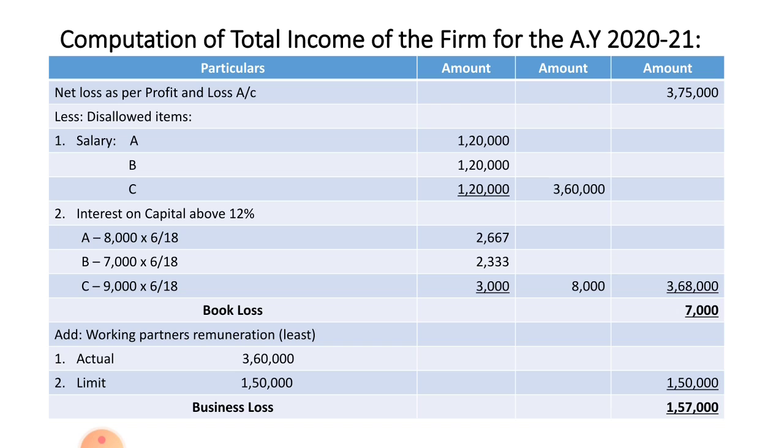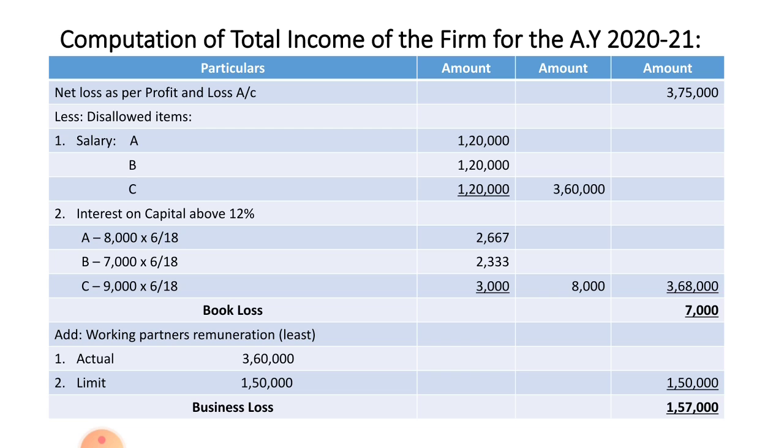See, computation of total income of the firm for the assessment year 2020-21. First, you have to write net loss as per profit and loss account, that is 3,75,000, that is 1,25,000 each. From that, you have to deduct disallowed items. If there is any net profit, you have to add. Now there is loss, that is why you are deducting disallowed items. First one, salary, that is salary of non-working partners you have to deduct, that is disallowed. But here all partners are working partners.